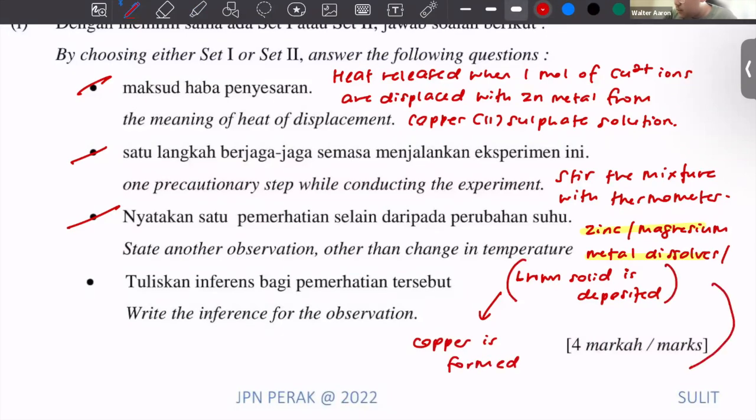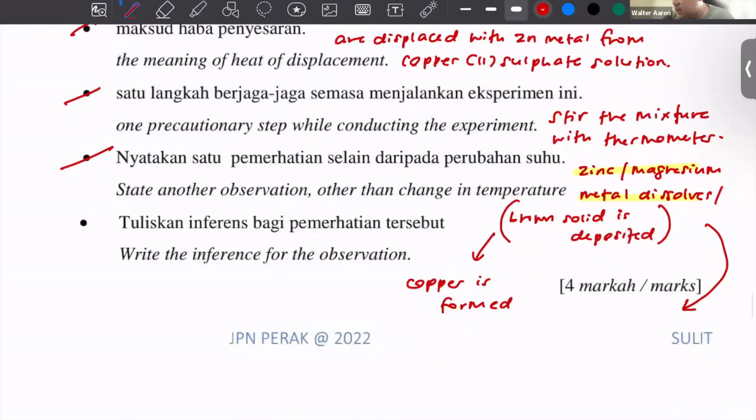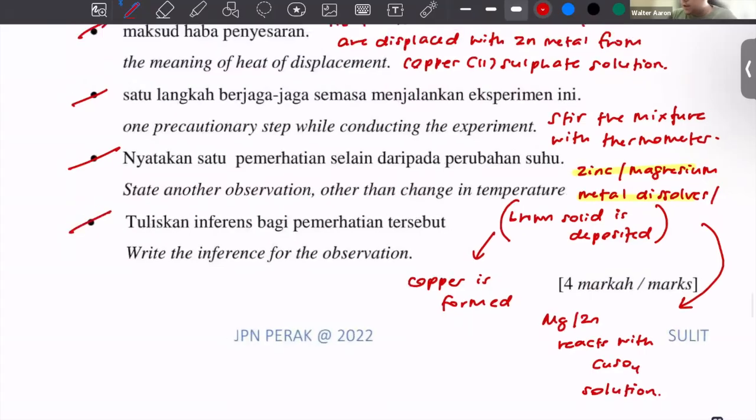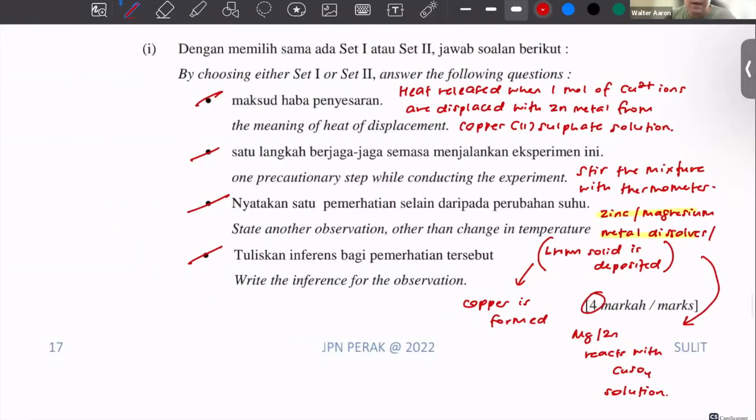For the zinc and magnesium one, if you want to write something else about it, you can say that magnesium or zinc reacts with copper 2 sulfate solution. So that is the answer you give. Then done already. If you answer that correctly, you should get 4 marks in total.